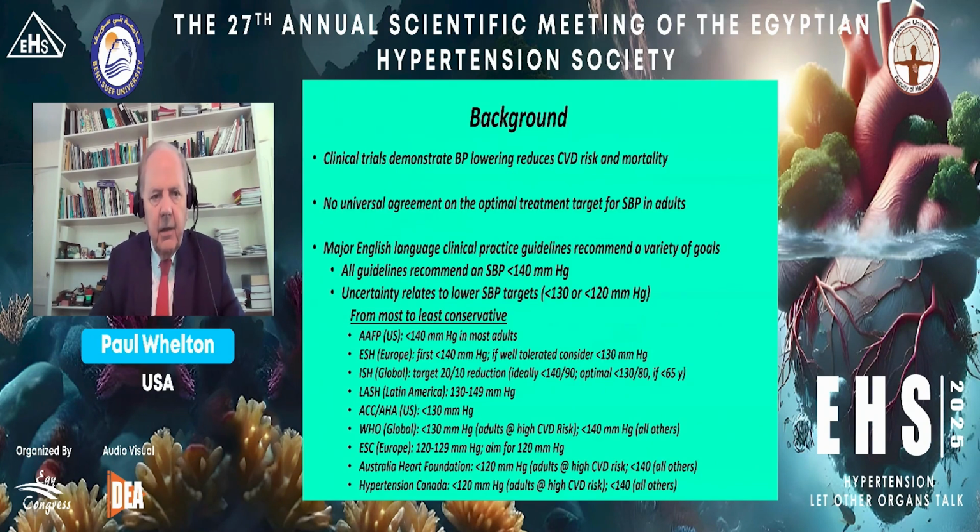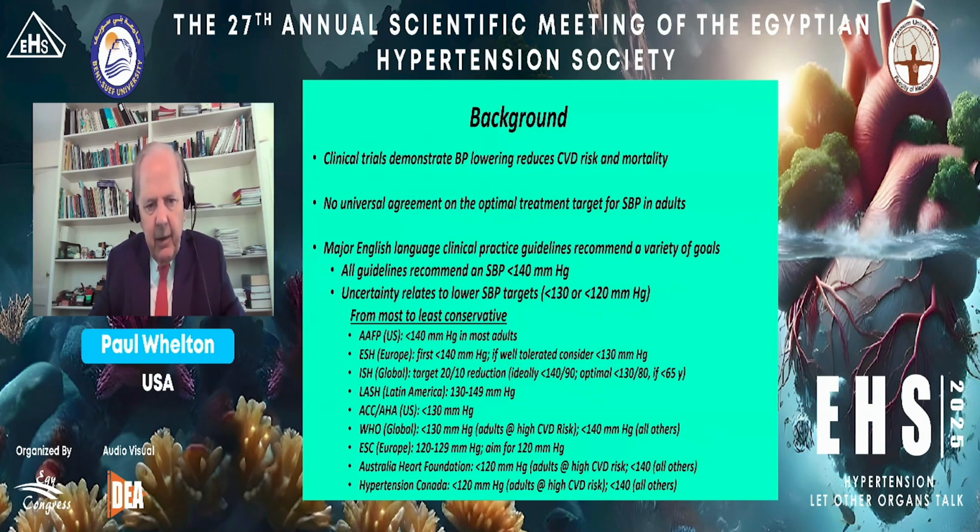So, by way of background, clinical trials obviously have demonstrated that blood pressure lowering reduces cardiovascular risk and mortality. But there's no universal agreement on the optimal treatment target for systolic blood pressure in adults when we're treating patients. There's a certain amount of variety in the major English language clinical practice guidelines. Now, all the guidelines agree we should at least get to a systolic less than 140. That's a given. The uncertainty is really when we get to lower targets, less than 130 or less than 120.